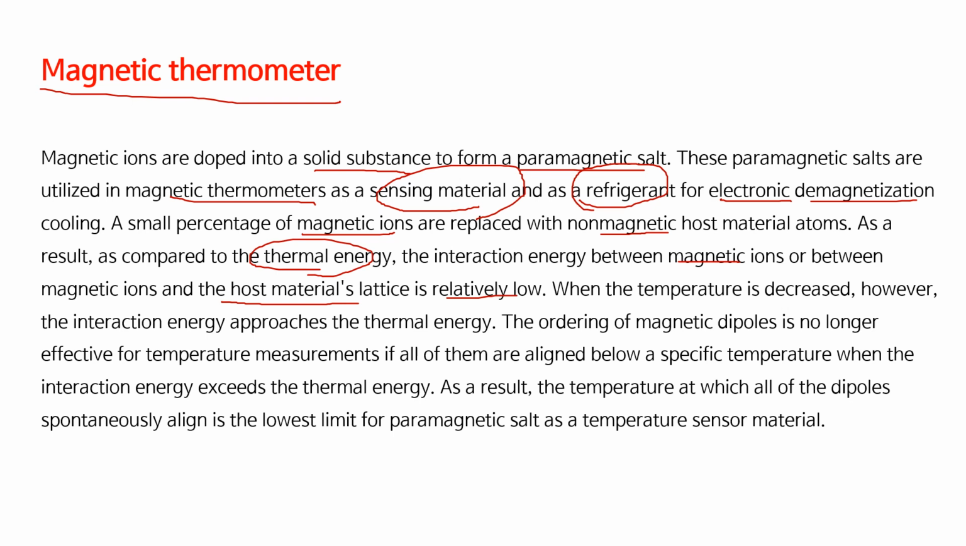The ordering of magnetic dipoles is no longer effective for temperature measurements if all of them are aligned below a specific temperature, or when the interaction energy exceeds the thermal energy. As a result, the temperature at which all of the dipoles simultaneously align is the lowest limit for paramagnetic salt as a temperature sensor material.